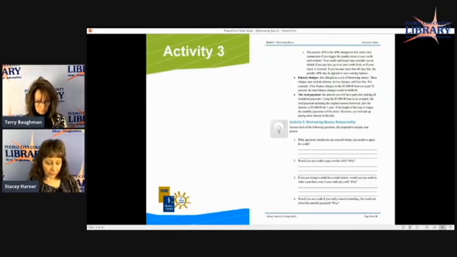Number 4, would you use credit if you really wanted something but could not afford the monthly payment? No. Only use when necessary and you are able to make the payment, such as if your car breaks down or if you need new tires on it. This could actually hurt you in the long run.